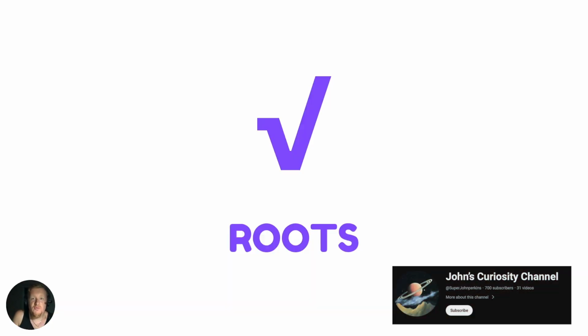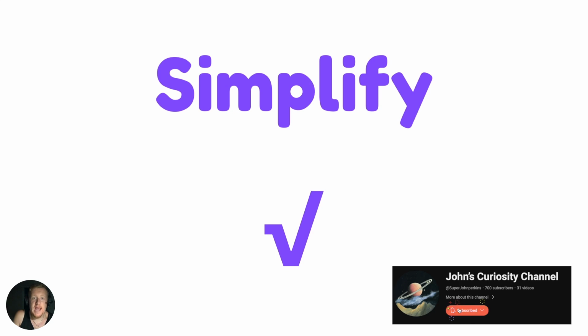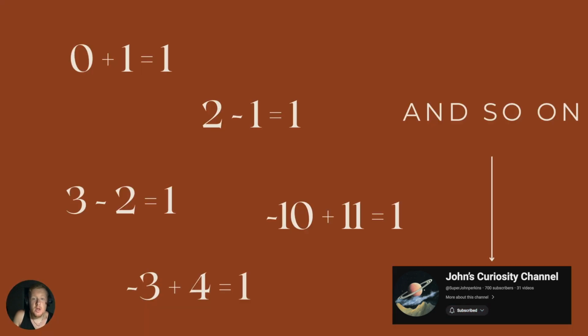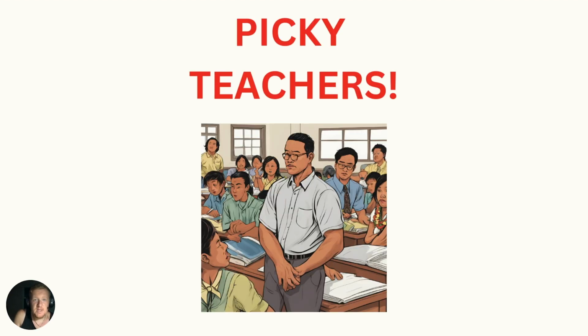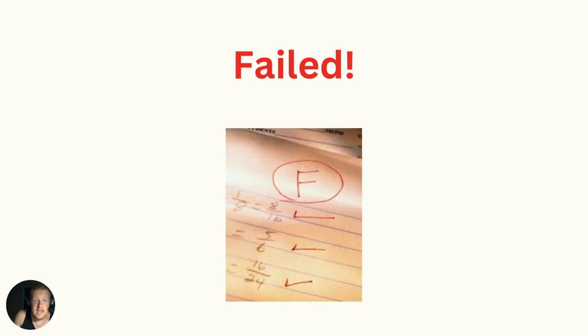Today we're going to talk about roots again, but this time on how to simplify them. In this page here, as you can tell, all these numbers, 0 plus 1, 3 minus 2, minus 10 plus 11, or minus 3 plus 4, all equal 1. But why don't we just write the 1 instead? Well, unfortunately, some teachers can be very, very picky, and they'll fail your test, even though your answer is technically correct.